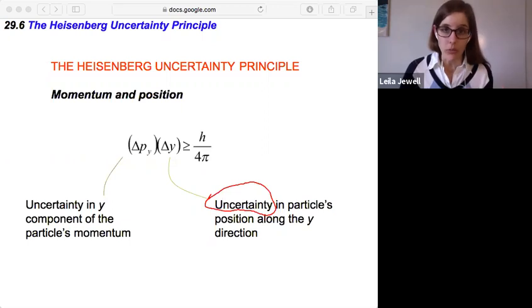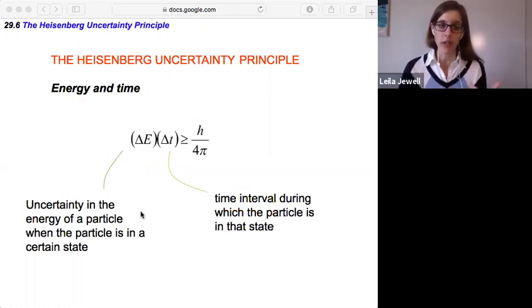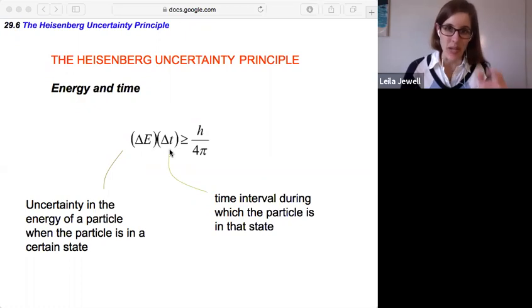We can also write this uncertainty principle, instead of momentum and position, in terms of energy and time, where we have the uncertainty in the energy of a particle when the particle is at a certain state, multiplied by the time interval during which the particle is in that particular state. And once again, that's greater than or equal to Planck's constant h divided by 4 pi.